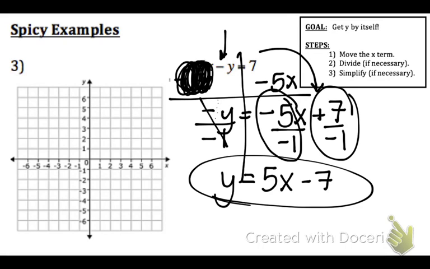This is the equation you're going to want to graph. Please pause this video, get caught up on your notes, and graph it before proceeding. This is what your graph should look like for y equals 5x minus 7. Let's move on to our final example that we're going to do together. It's also another spicy example.